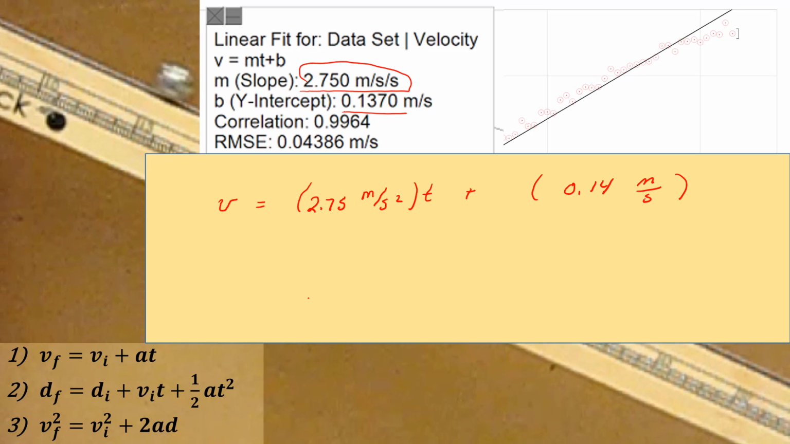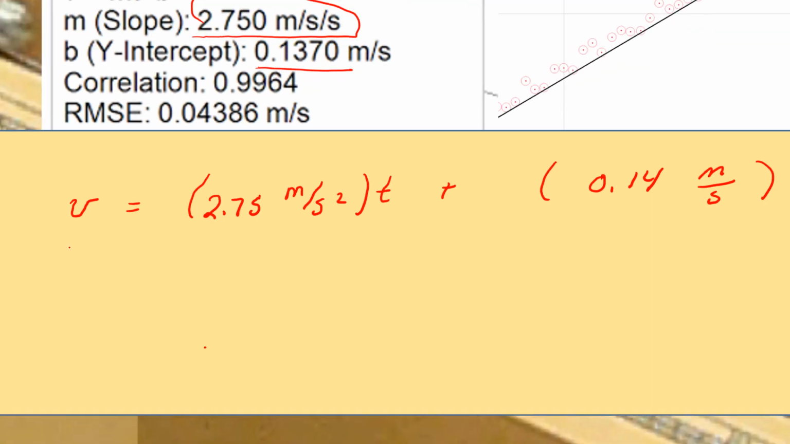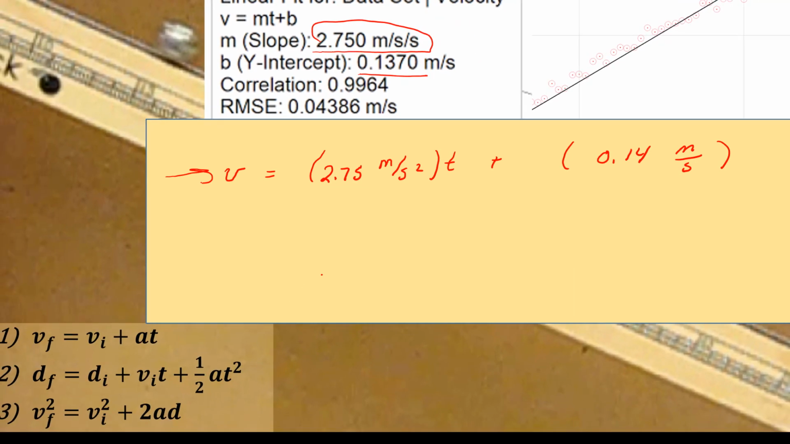Now we have to compare it to the equations from class. So down below in the left-hand corner, we have the general equations. Which one does this most closely represent? Well, it starts with a v equals. This one has a v equals. This one has a d equals. This one has a vf squared equals. So it looks like it's this guy. So I'm going to write that down here. We have vf equals vi plus at.